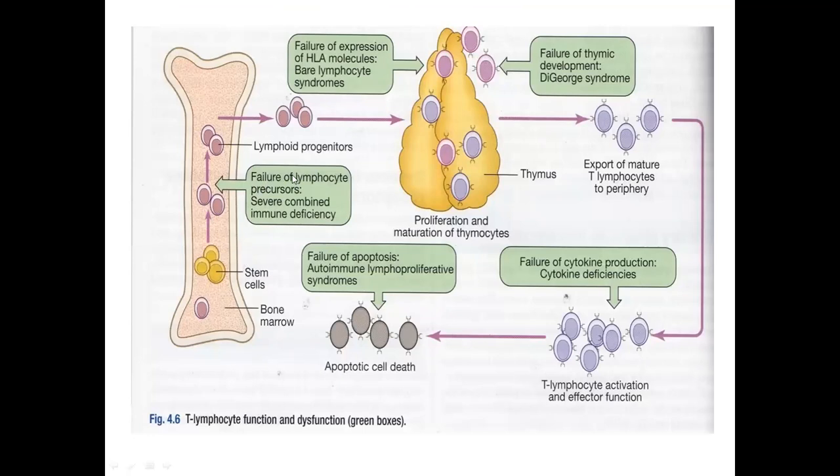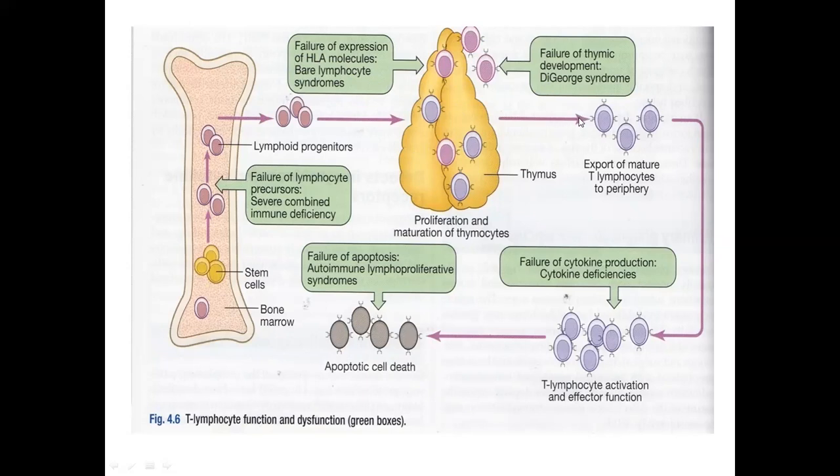Here we have severe combined immune deficiency, and failure of thymic development, no thymus, DiGeorge syndrome, or the thymus does not express HLA molecules, and this will result in bare lymphocyte syndrome. You know, the T cells are educated in the thymus to recognize self from non-self antigens via the HLA class 1 and class 2, which are expressed on the thymic cells.